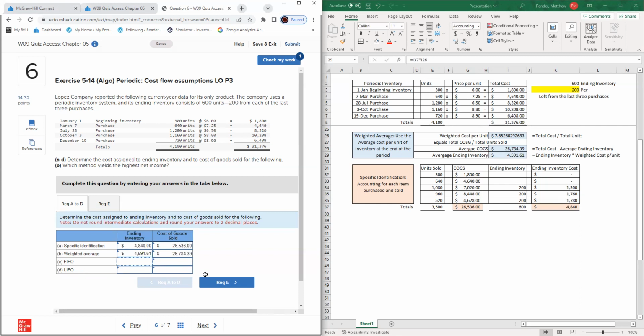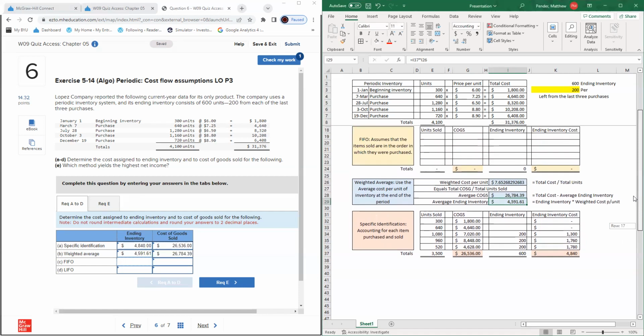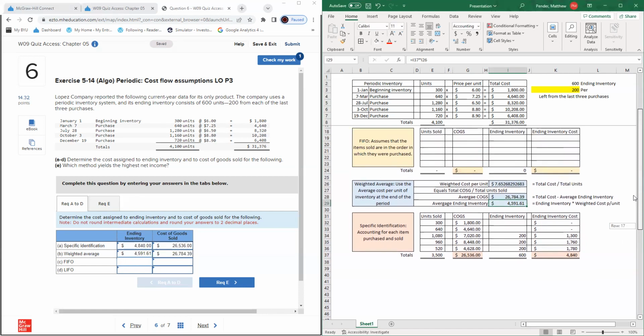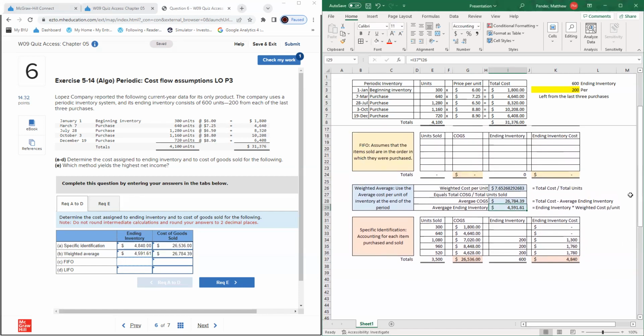And then first in, first out. This assumes that the items sold are in the order in which they were purchased. So you have to do either some mental math or some calculated math to acquire this information, based on what we purchased here and our understanding of specific identification. It just changes where the ending inventory allocation is applied.